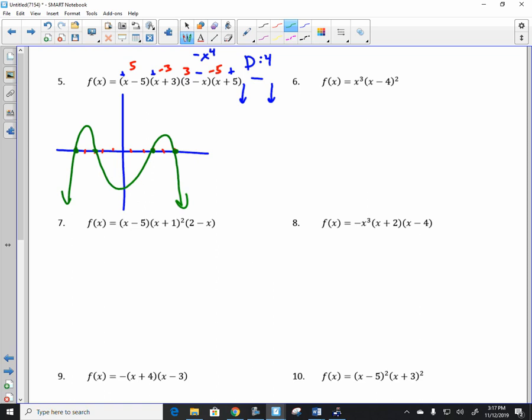Now we'll get a little bit complicated. What is the degree of number 6? Should be 5th degree. Positive or negative? Should be positive. If it's positive, it ends going up. It starts opposite. So it starts down because it's an odd degree.